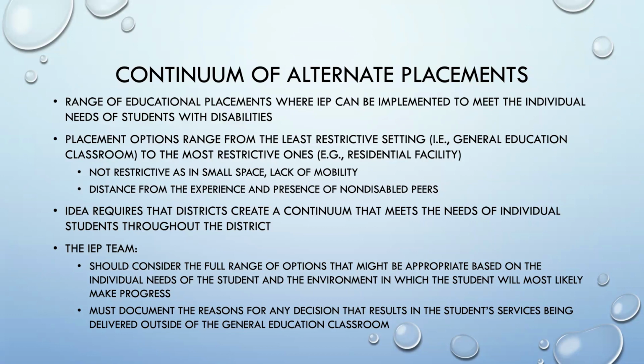So if anything happened either during the COVID pandemic response or subsequently that has resulted in a change of placement for your student, make sure that that IEP document reflects that there was a full consideration of the range of options and what would be the best place for the student and what it would require to get them there, and then an explanation for the reasons why they're not in a general ed classroom or why there was a change in placement.